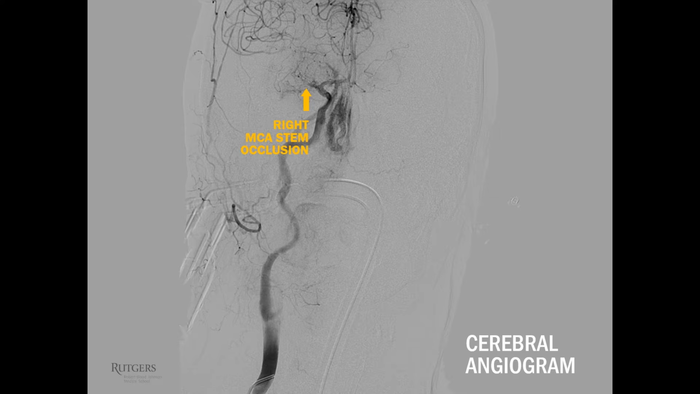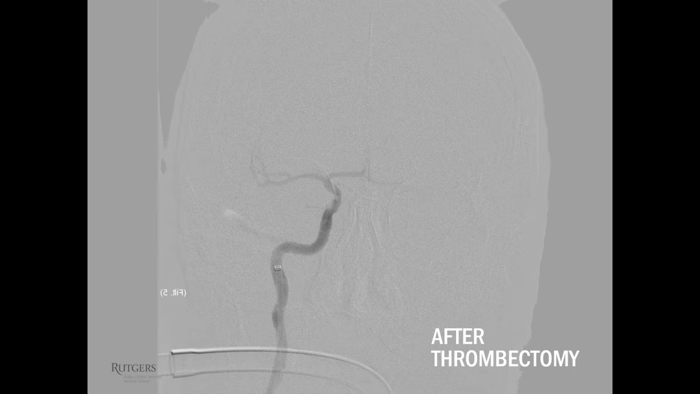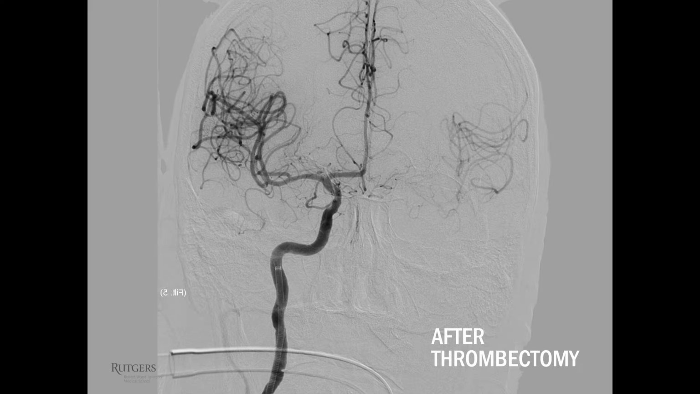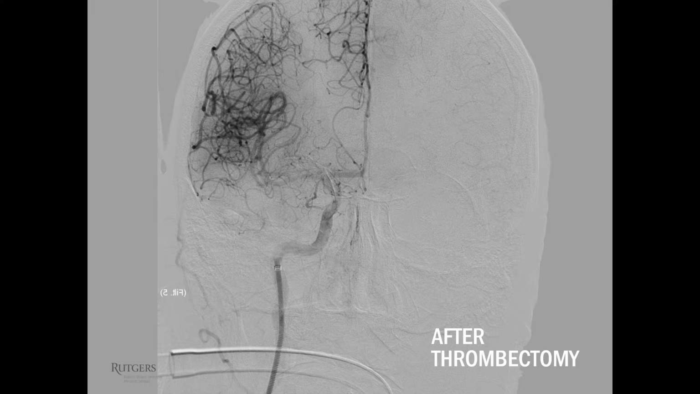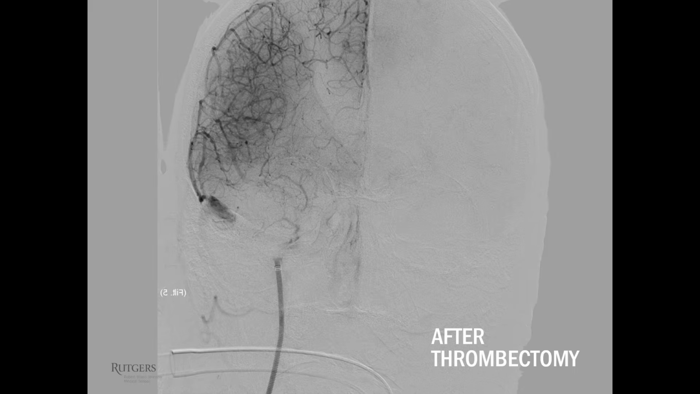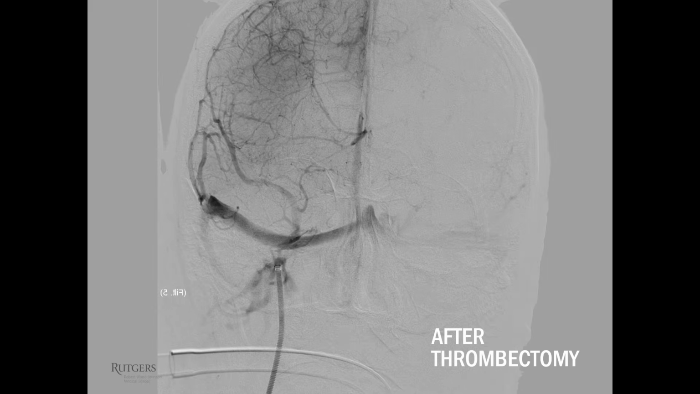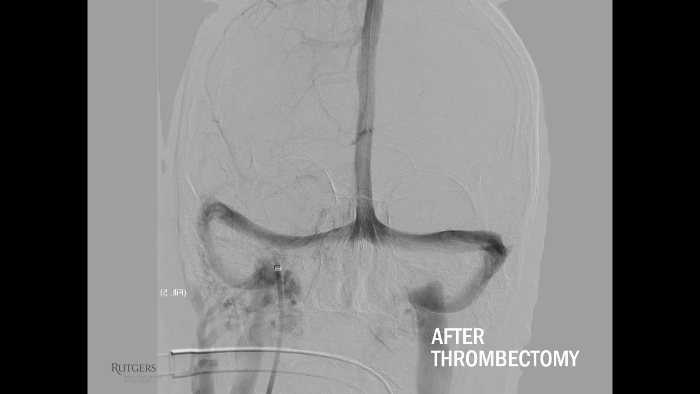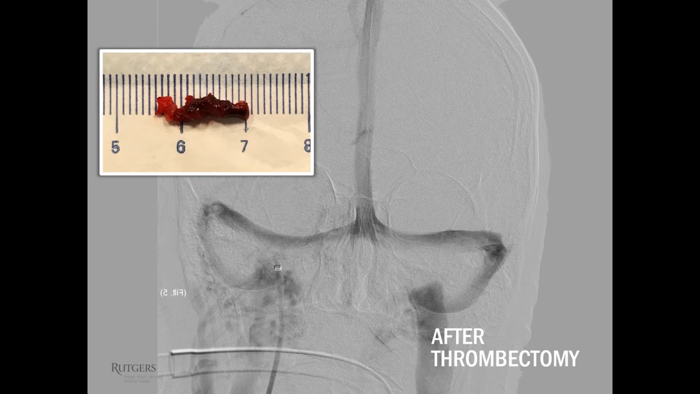Now, take a look at what happens after the clot's been removed. We have restoration of robust MCA flow, and if we keep scanning, we can even see the blood travel from the arterial phase across a capillary network into the venous sinuses and out of the cranium through the jugular veins. Now, is this not the coolest thing you've ever seen? Take a look at the clot that's been removed.